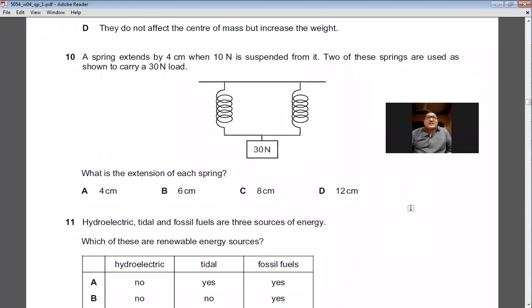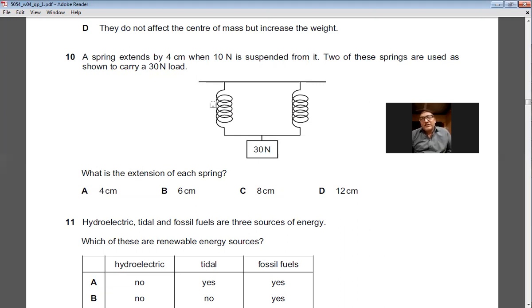It says that a spring extends by 4 centimeters when 10 Newton is suspended from it. 2 of these springs are used as shown to carry a 30 Newton load. What is the extension of each spring? So here he gave you the information. When there is a 10 Newton force on a single spring, the extension produces 4 centimeters. Now you have 2 springs attached parallel to each other, and you have put a load of 30 Newton here. Because they are parallel to each other, this load will be equally divided on 2 springs. So each spring is only experiencing 15 Newton.